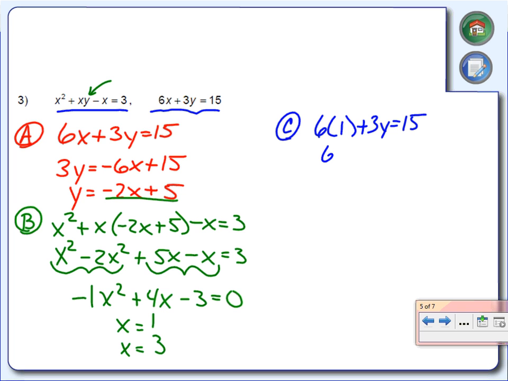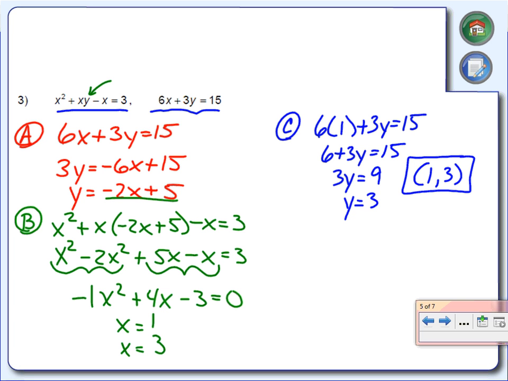6 times 1, that's 6. Now I'm going to subtract 6 from 15. So 15 minus 6 is 9. Divide by 3. 9 divided by 3 is 3. Which means I'm going to end up with the ordered pair 1, 3. And that's one of our solutions.